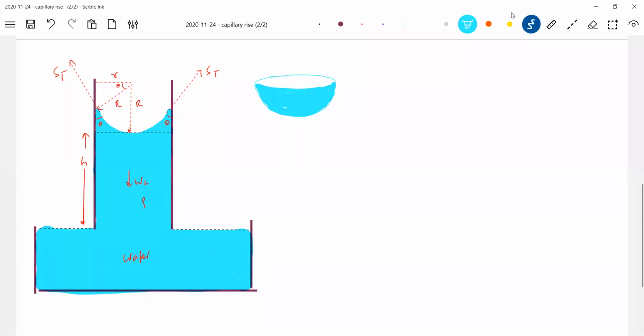How is the meniscus, anybody? Hemispherical? It should be hemispherical, no? So, what is the radius? The radius, you can take R. So how does the force due to surface tension act here? It will act like this. Will it act only at 2 points or several? It will act at all these points.